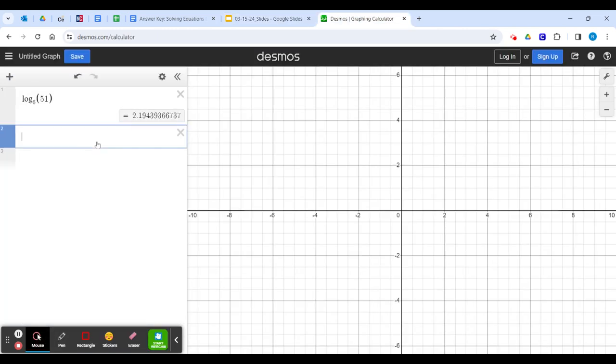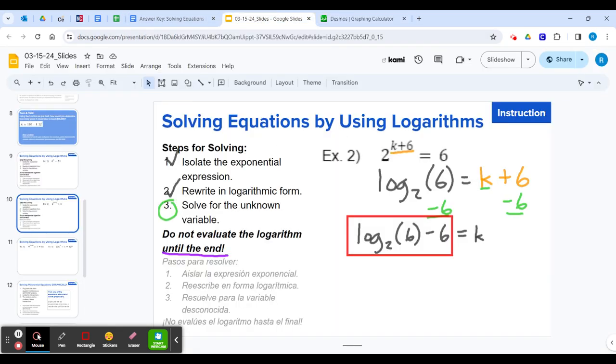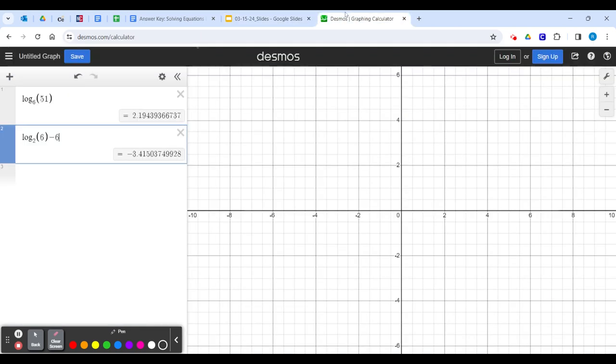I can throw that in Desmos here, log base 2 of 6 minus 6. And then we get a nice clean answer, negative 3.415, for what k is equal to. K is equal to negative 3.415. Just double check that I translated that correctly. All looks good.